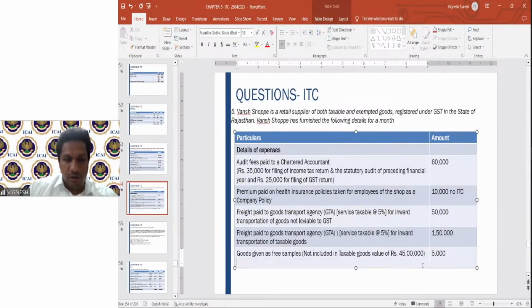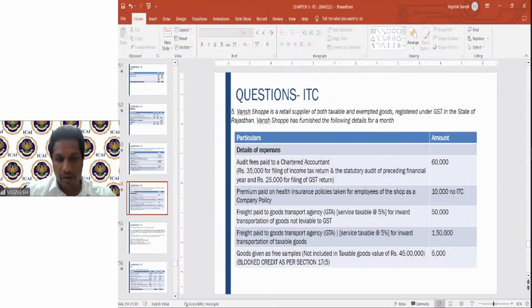So this is also a blocked credit as per section 17 subsection 5. Okay. Then the reverse charge mechanism in this particular situation also will be there. That is the freight paid to GTA for non-taxable, exempt supply. Non-taxable is there. So therefore this ITC also cannot be claimed.